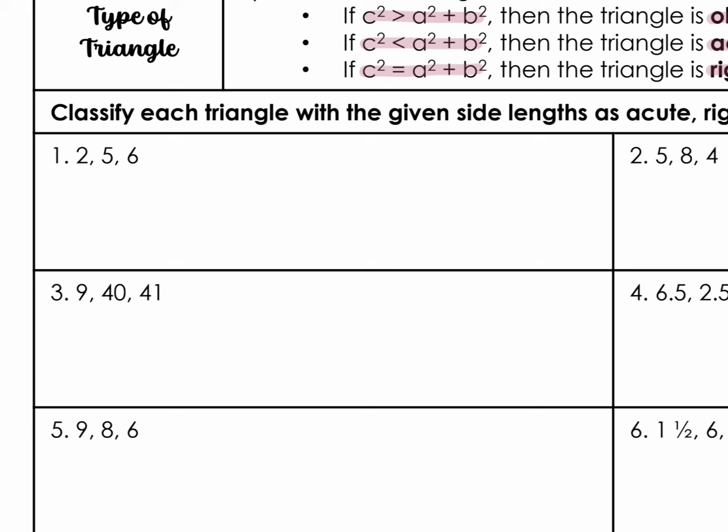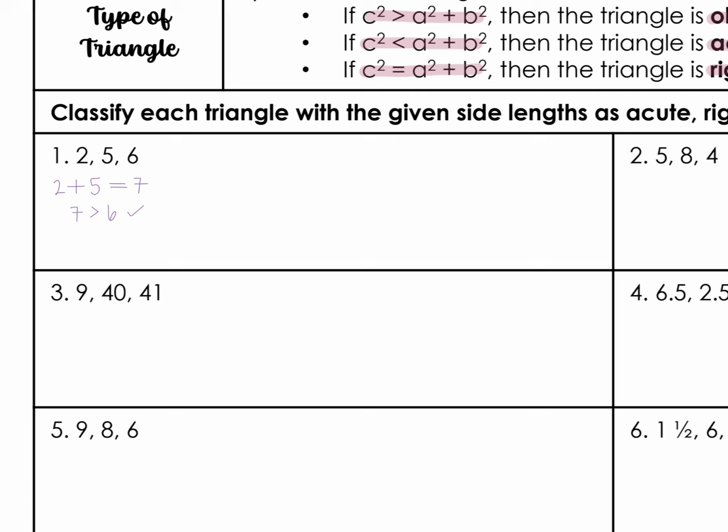Okay, so I'm going to check to see if this is even a triangle. We've got 2 plus 5 is equal to 7. Therefore, that 7 is greater than 6, so it is a triangle. Now that I've done that, I'm going to plug in and determine, based off my side lengths, is it acute, right, or obtuse?